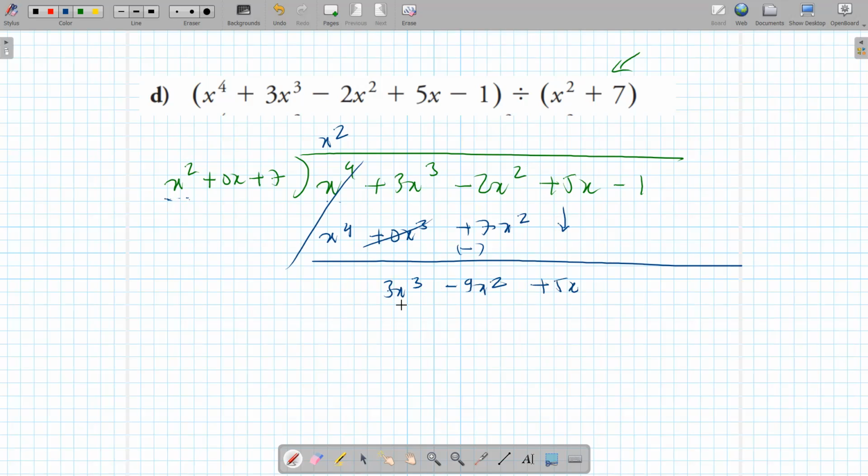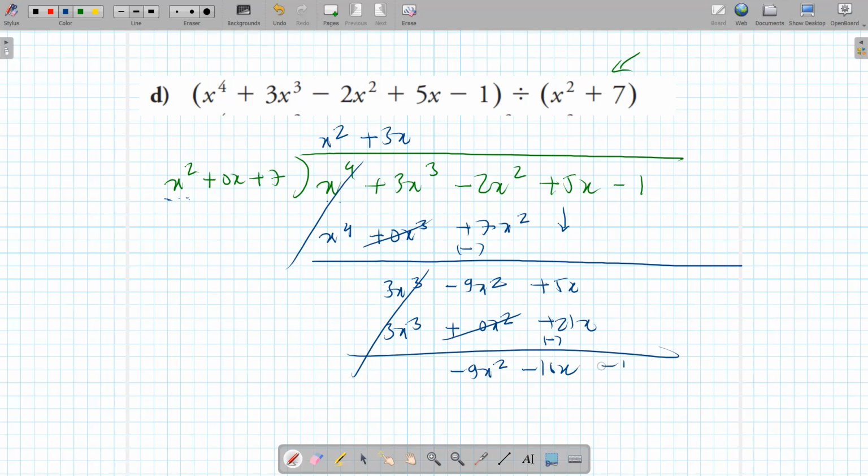How many times does x squared go into 3x cubed? 3x. That is right. There we go. 3x. And then you just do 3x times x squared, 3x cubed, 3x times 0x, well, that's going to be 0x squared. And then 3x times 7 is 21x. This always cancels out. 0x squared, you can ignore this because adding and subtracting 0 is no difference. This is the only thing that flips sign. Negative 9x squared minus 0 is just negative 9x squared. Negative 5x minus 21x is negative 16x, and then you finally bring the minus 1 down.